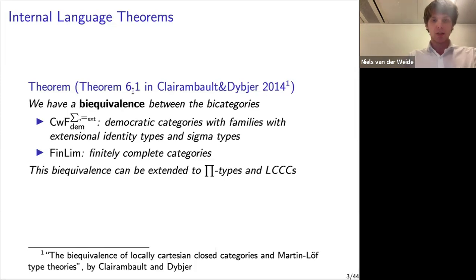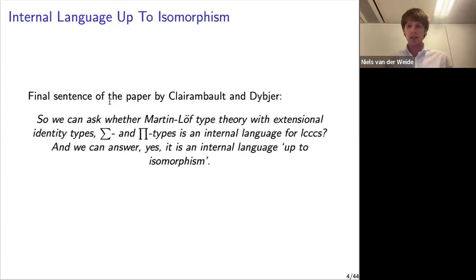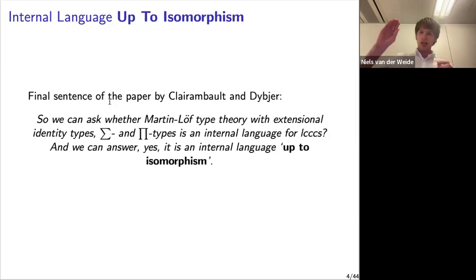One interesting aspect of this is the weakness. It is a biequivalence and not an equivalence of categories. And why is this so? Well, there's a nice sentence in their paper where they say: we can ask whether Martin-Löf type theory with extensional identity types, sigma types, and pi types is an internal language for LCCCs. And we can answer yes, it is an internal language up to isomorphism. Because when you model type theory in a category with finite limits, there are small differences present.